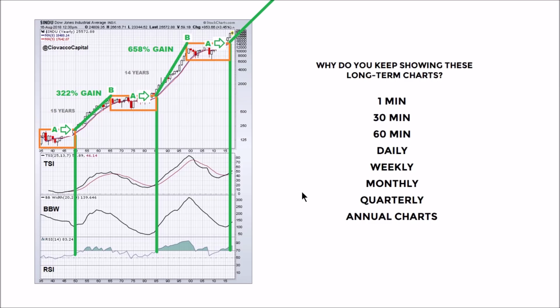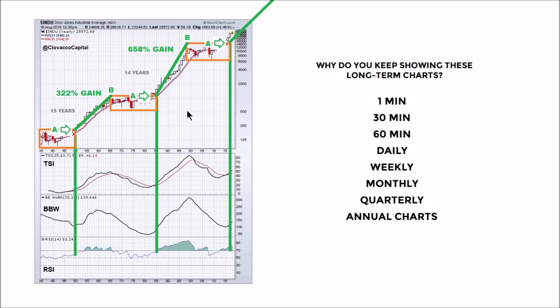Another fair question, why do you keep showing these long-term charts? Because these are the most important charts. If we found this pattern on a 30-minute chart, it would be more relevant than a 1-minute chart. If we found this pattern on a weekly chart, it would be more relevant and take precedent over anything we're seeing on a daily chart.